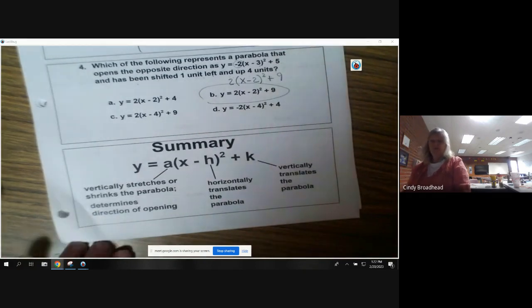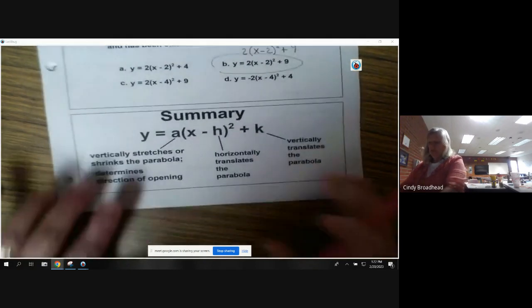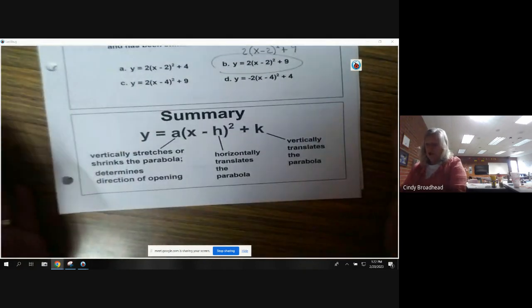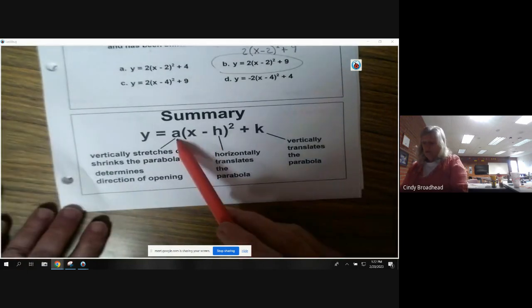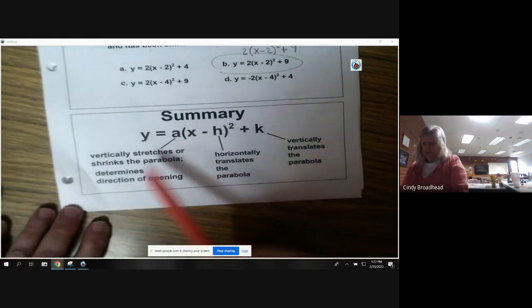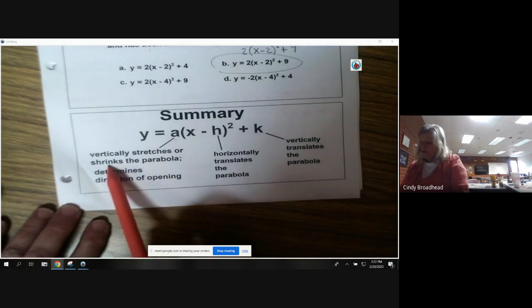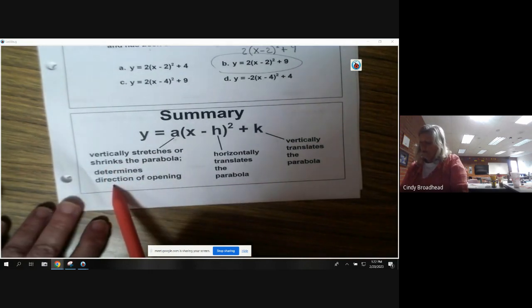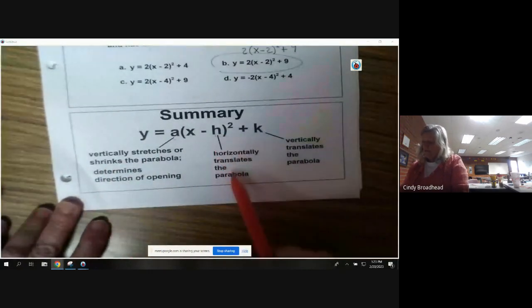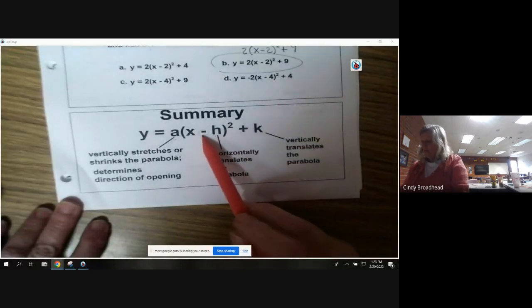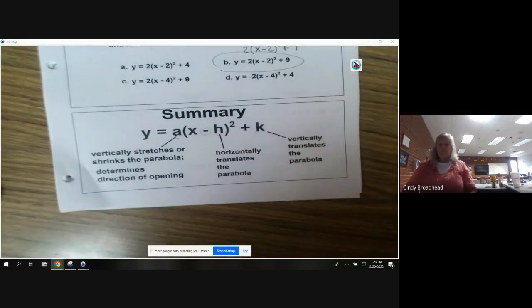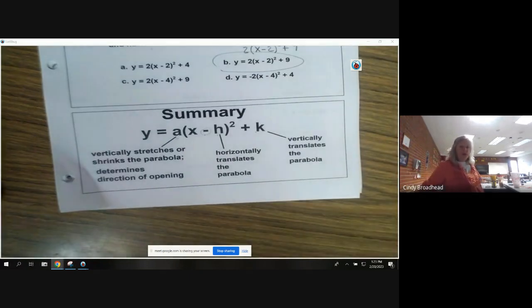Whew, that was a lot. Okay, really use this right here. This is just a great help for you. This letter in front of the parentheses tells you whether you've had a stretch or a shrink and which way it opens. This one moves it left and right, opposite sign. This one moves it up and down. All right, you are ready to roll.